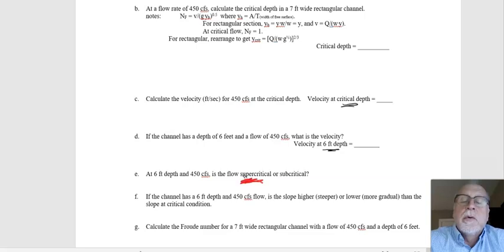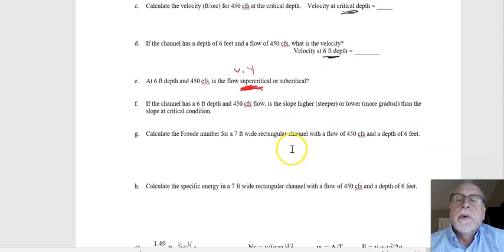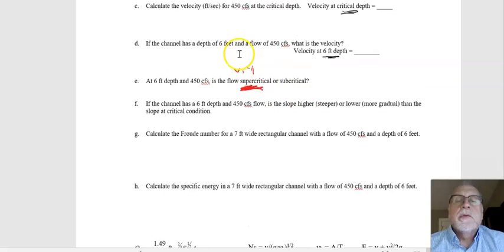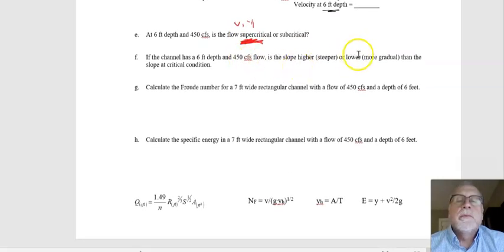Remember, it's supercritical flow. That's faster. So the velocity is faster. The depth is lower. And so this is just getting us to walk through and think about that. All right. So based on that, the depth or the velocity, determine if it's supercritical. And then that, if it's true, what does that tell us about the slope of the 6 foot depth relative to the critical value? And then go ahead and calculate the Froude number for a 7 foot wide channel with a flow of 450 cubic feet per second, depth of 6 feet.